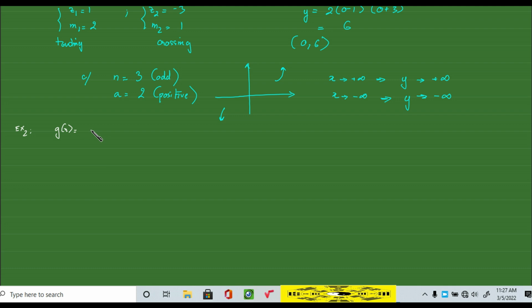What if I have negative 3 times (2x minus 3) raised to the third, times (3x plus 6) raised to the second, times (x minus 1)? Let's see if this one is still the leading coefficient or not, and how we determine the highest degree of this polynomial function. The question will be the same.